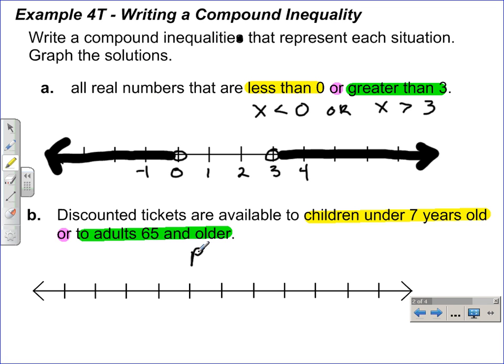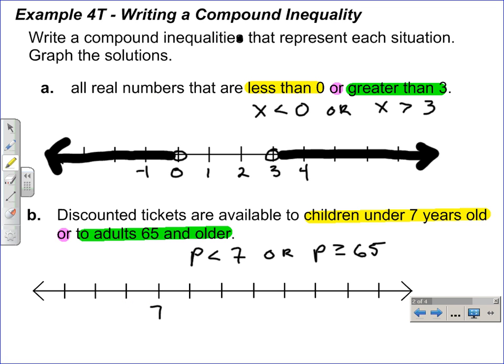That would imply that the person's age has to be less than 7, or a person's age has to be 65 and older. So that would be greater than or equal to 65. So anybody that's under 7 or 65 and older gets a discount.